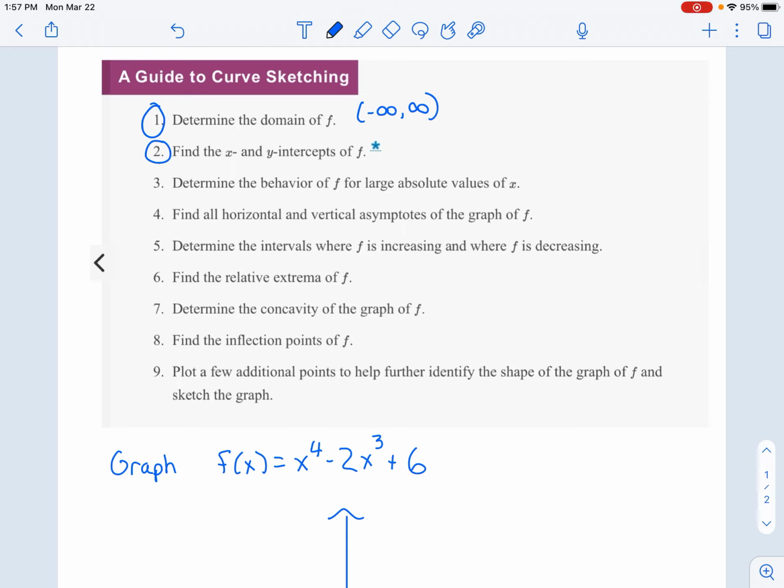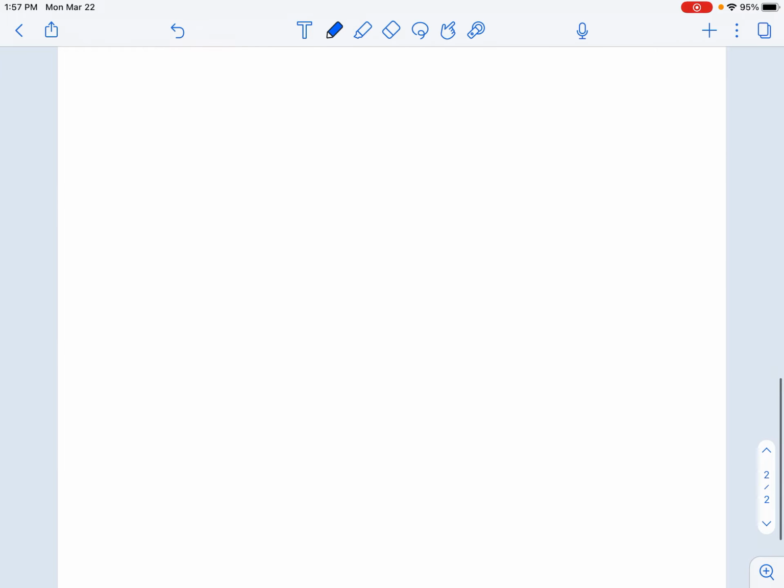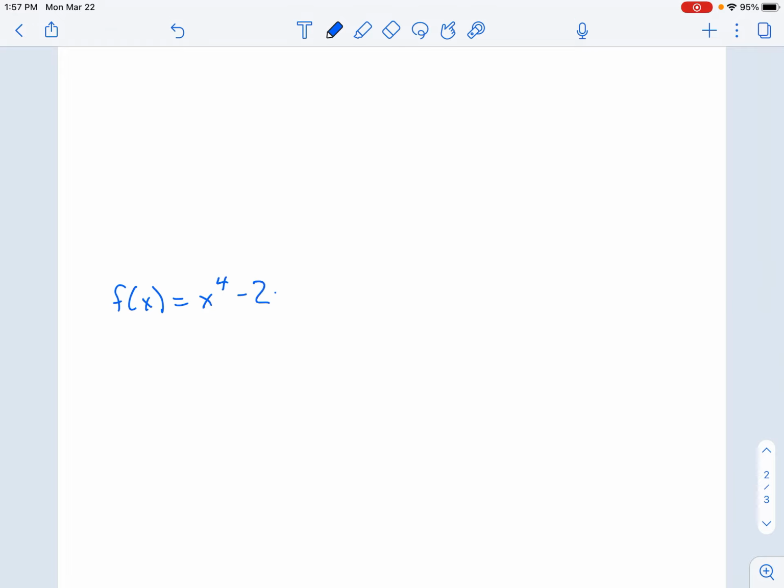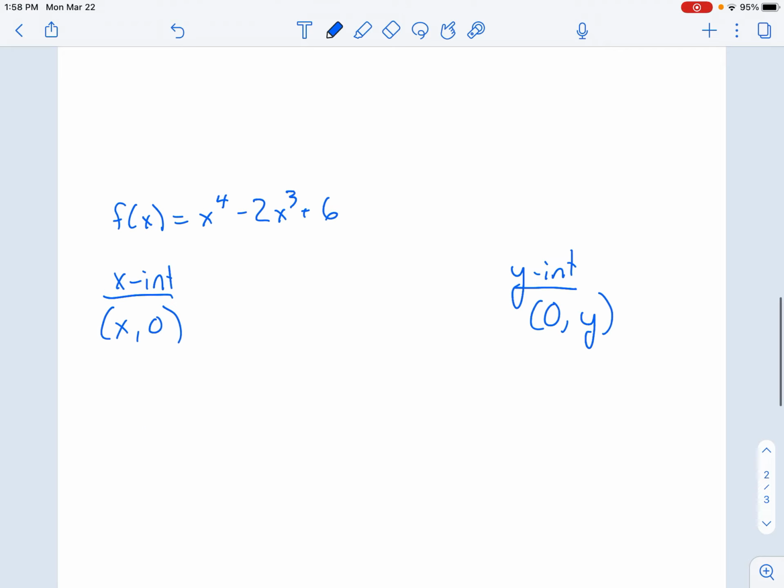Next, let's find the x and y intercepts. The x-intercept is the x value when y is 0, and the y-intercept is the y value when x is 0. With the x-intercept, setting y equal to 0, this is not an equation that I can easily solve, so I'm going to skip this for now.